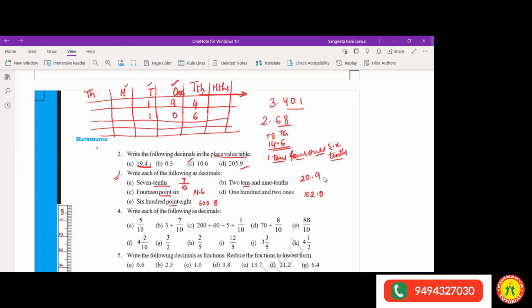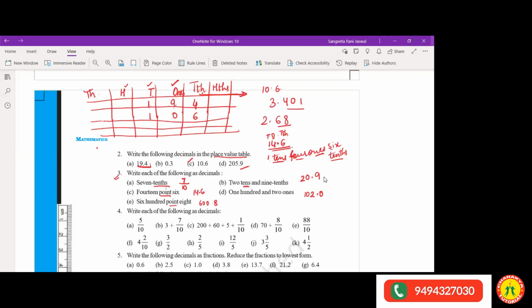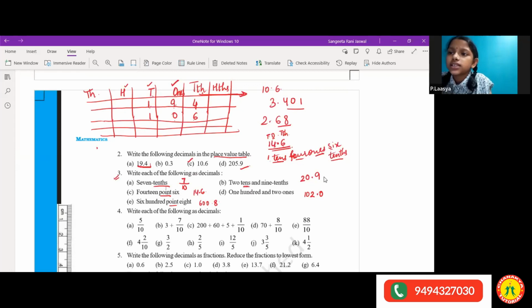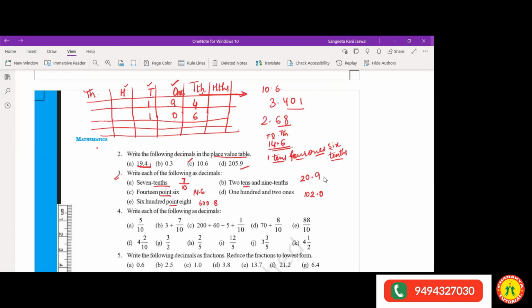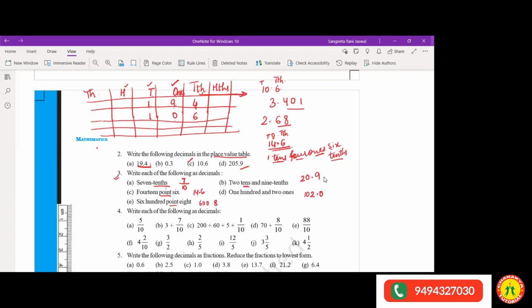Same way, if I ask you to read 10.6 in words, how will you write this? 1 ten, and there are no ones, there is zero in the ones place, so no need to mention ones. And 6 tenths. 1 ten and 6 tenths. No need to mention zero, because zero ones is nothing.